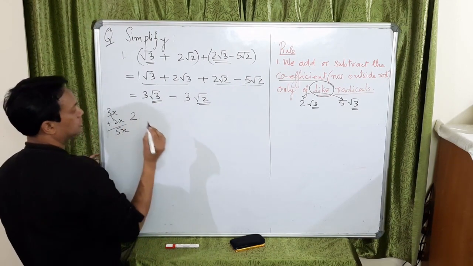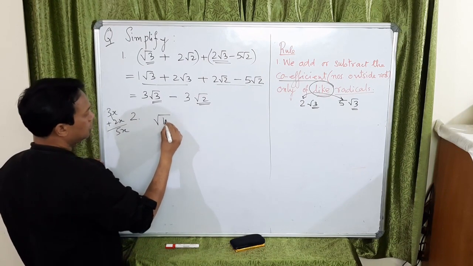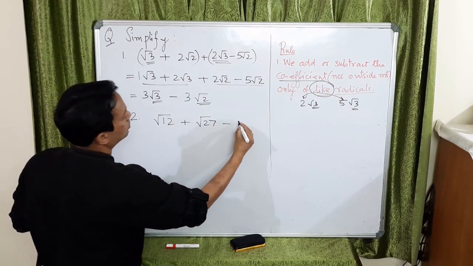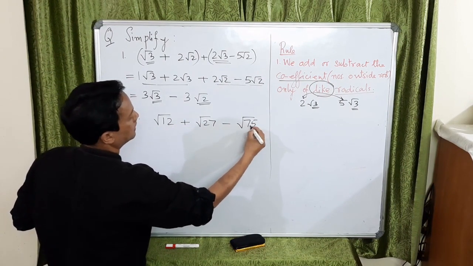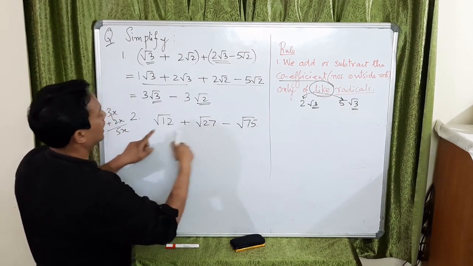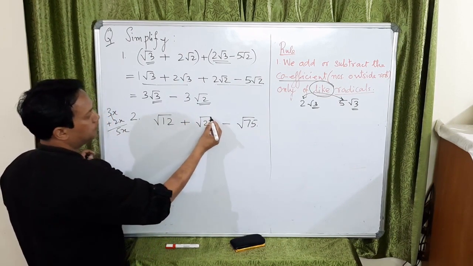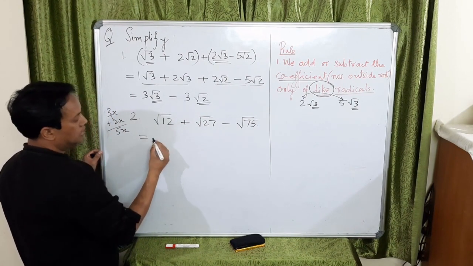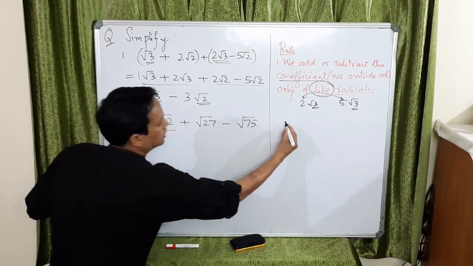Let's take another question. Say we have root 12 plus root 27 minus root 75. Now when you look at these numbers inside, you may think they are unlike radicals. But if you have big numbers inside, what you have to do first is simplify them. Simplify or factorize this. 12.